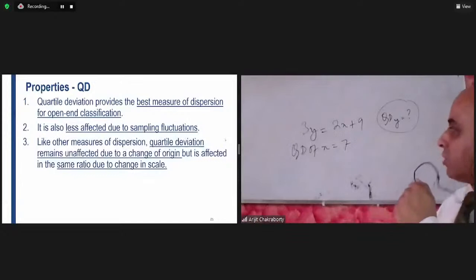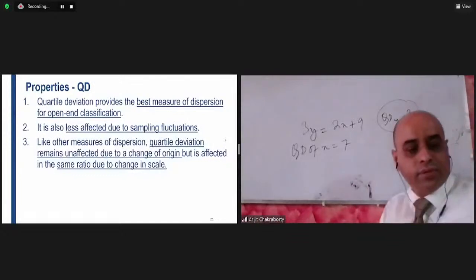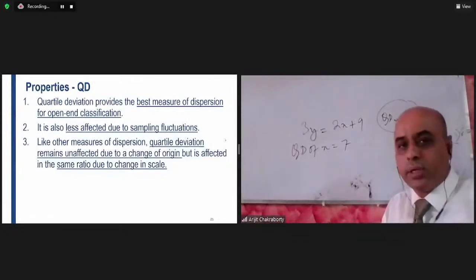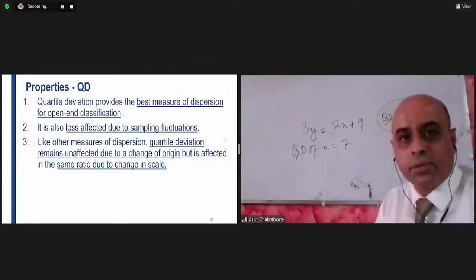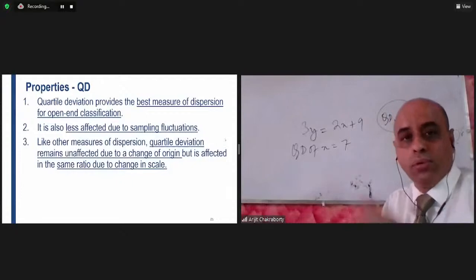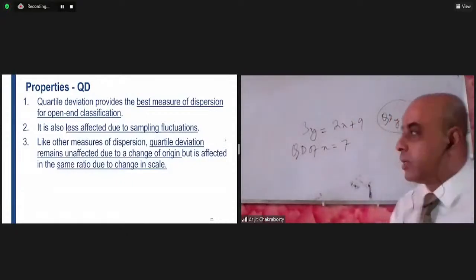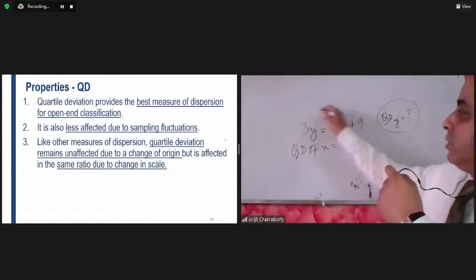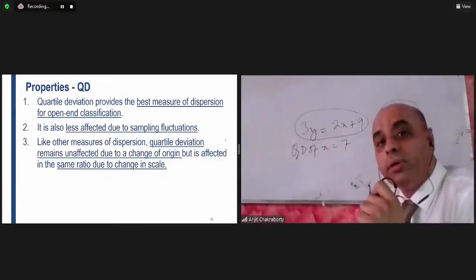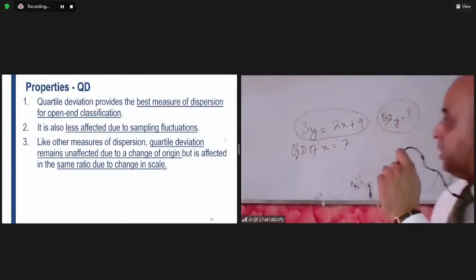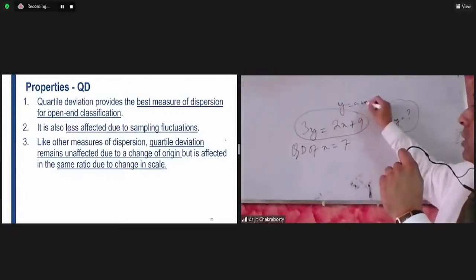So how to handle this problem? These types of questions are very, very common and often come in the exams, and these are absolutely simple to solve. You don't have to go for a table or much calculation. So what we do first, from this equation, we write it in the form of y equal to a plus bx.